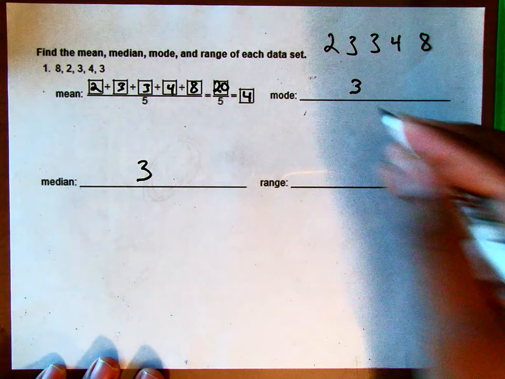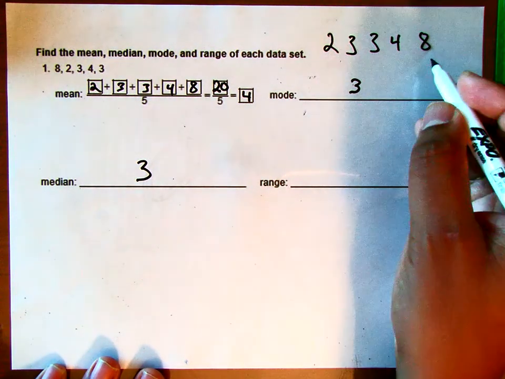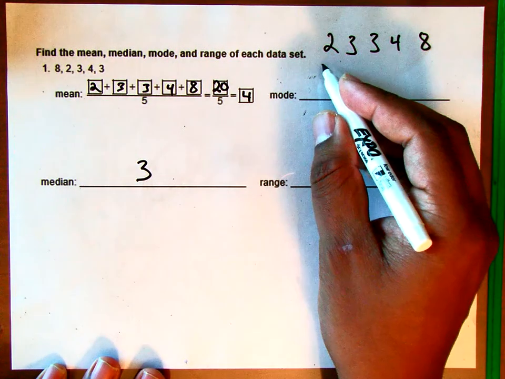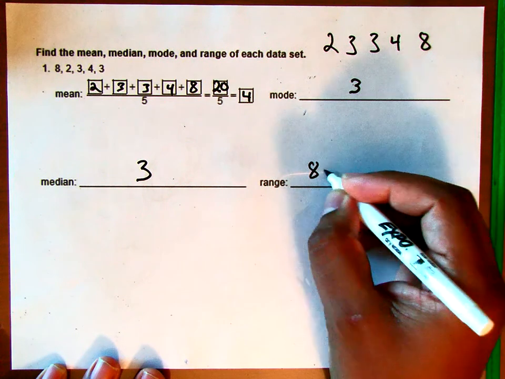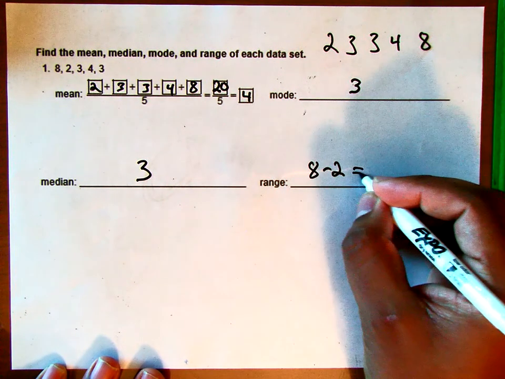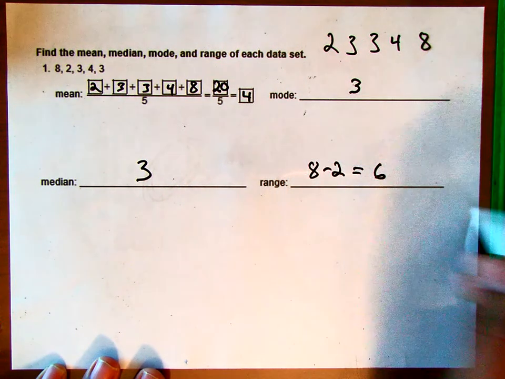And then finally, the range. The range is going to be the greatest minus the smallest. So you go 8 minus 2, which equals 6. So the range is 6.